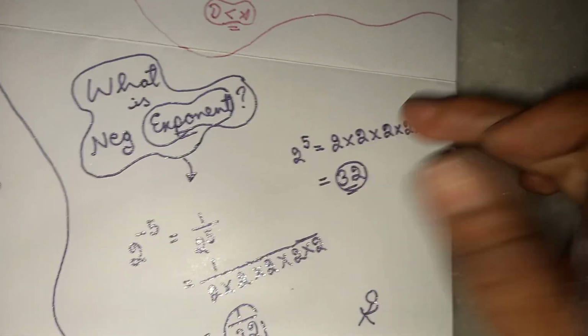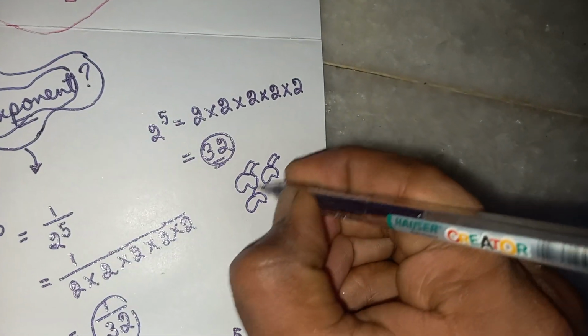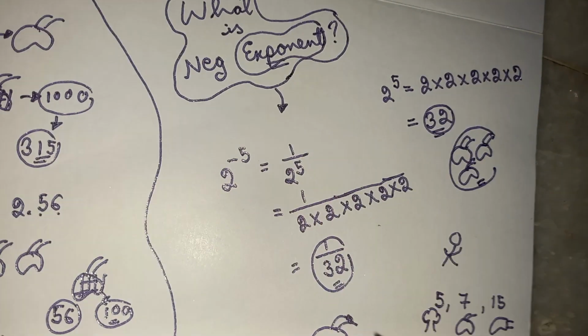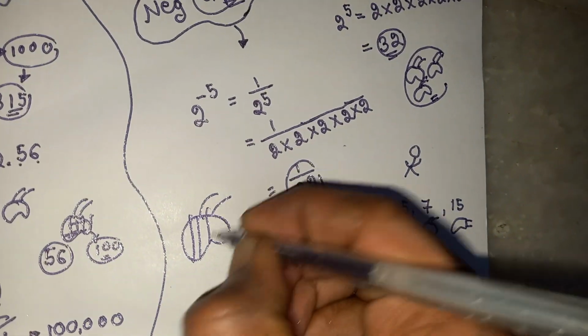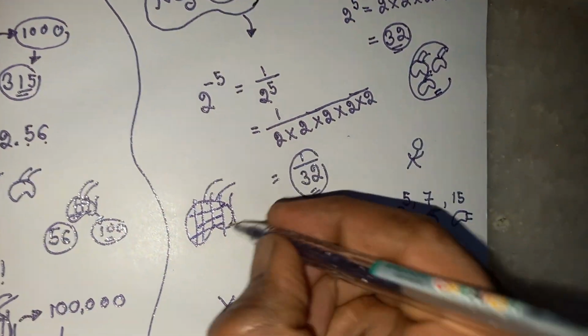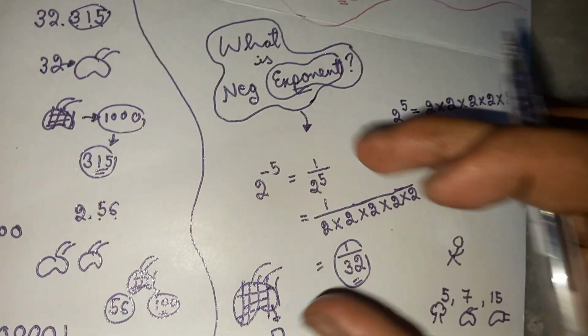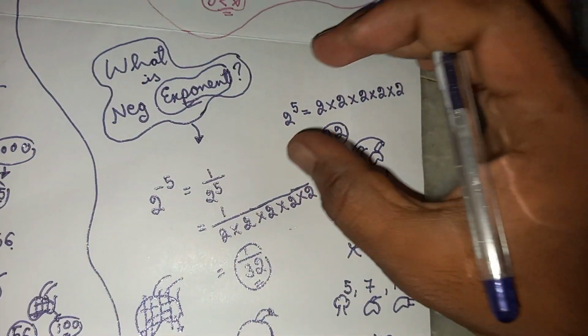2 power of 5 means 32. If you take apples, there are 32 apples, a huge number of apples in 2 power of 5. 2 power of minus 5 means very small. You take one apple and divide it into 32 pieces. You just take a small piece, one of 32 pieces, which is known as 1 by 32. That is 2 power of minus 5. 2 power of 5 means a very big number.